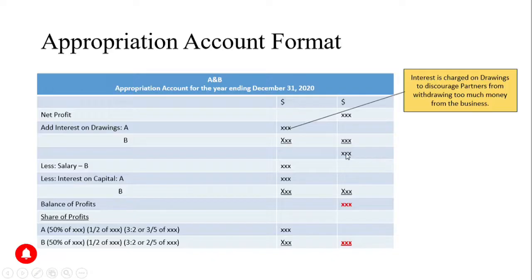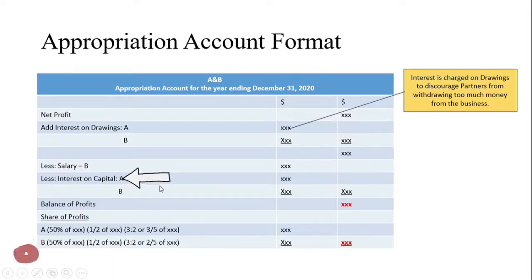And then, as I said before, some partners are active partners, which means that they work day to day in the business. So B here would get a salary because he is an active partner. So we would put salary there, and we would subtract salary. We would also subtract interest on capital.